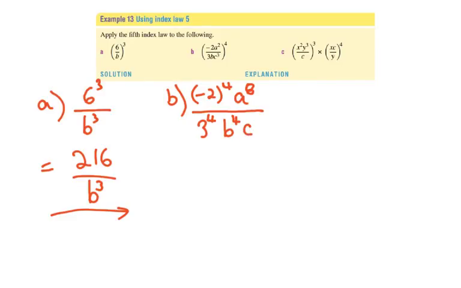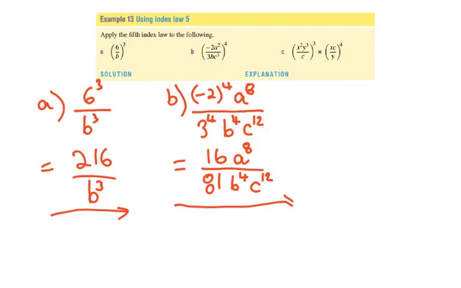And c, 3 times 4 gets me 12. So I'm just going to do this first step. This will just help you in making sure you don't make silly mistakes. So take your time, it's okay. So I end up with 16 a to the power of 8 at the top over 81 b to the 4 c to the 12. I look at my numbers 16 and 81 and I actually cannot make that any more simple, so that's as far as I can go. It's as simple as possible.